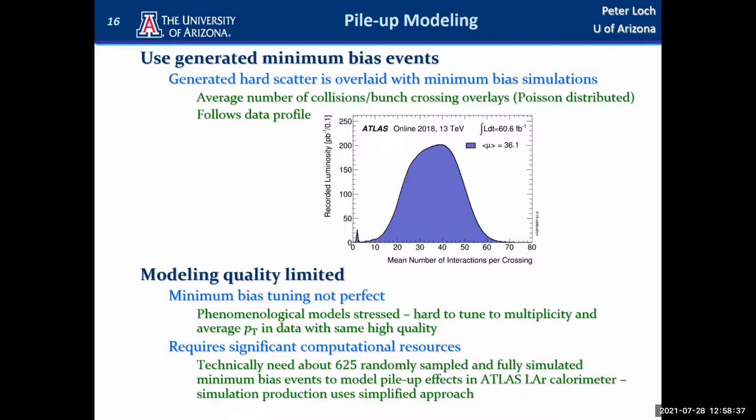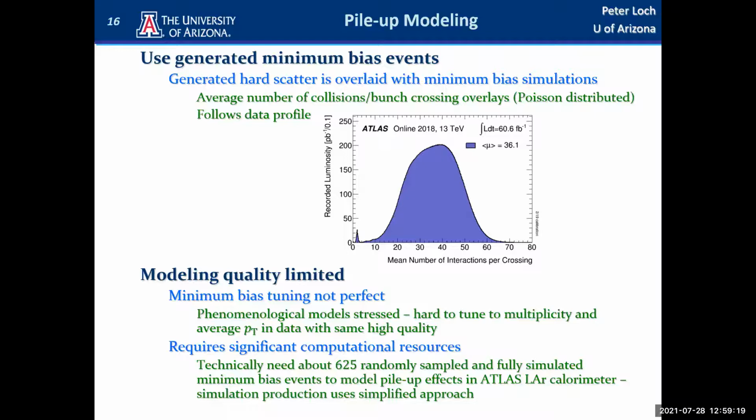The quality of the modeling for minimum bias is certainly not perfect. The phenomenological models are quite stressed. It actually turns out it's very hard to tune the multiplicity of charged tracks and the average pT to data with the same high quality. The models usually don't allow that. They reach boundaries of the parameter space where they can't move anymore. So we used to focus on getting the pT, the energy so to say, right, and not so much the multiplicity.